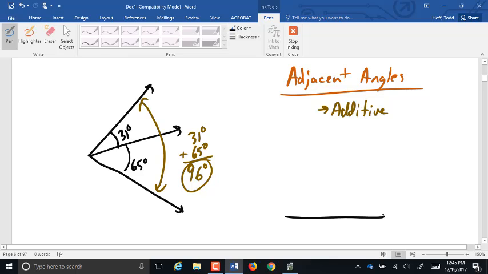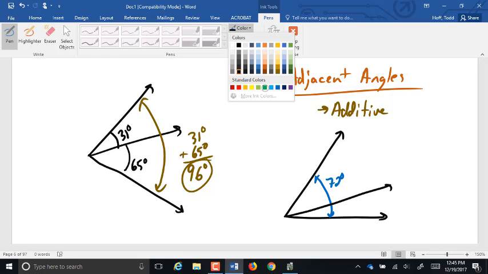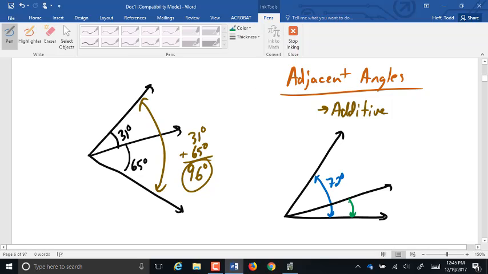Or on a similar note, if I told you that this angle here was 72 degrees, and that this angle here was 21 degrees, and I asked, what's this one here? Well, I can subtract. 72 is the whole thing, minus the 21 degree piece gives me 51 degrees.